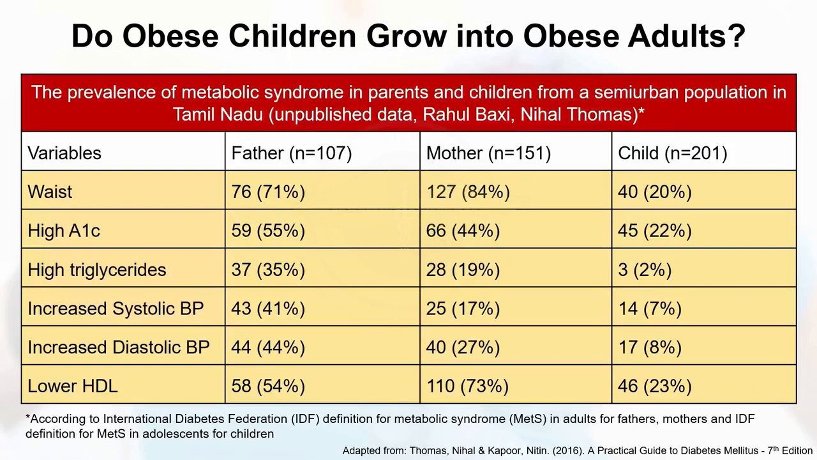So, we must discuss what is the metabolic syndrome. It includes the waist circumference. Now, we told you the cutoffs are 80 centimeters in women and 90 in men. Cutoffs are different in Caucasians. These are the cutoffs for South Asians.